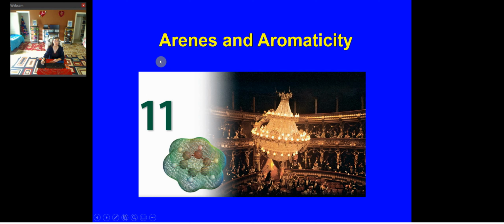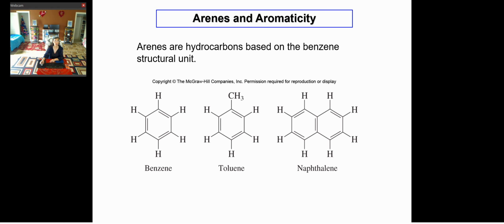Chapter 11 is going to involve arenes and aromaticity. In this chapter, we are going to show you what arene molecules are, what their properties are, and how we name the different substituted compounds. What are the different chemical reactions? So those are our key points.